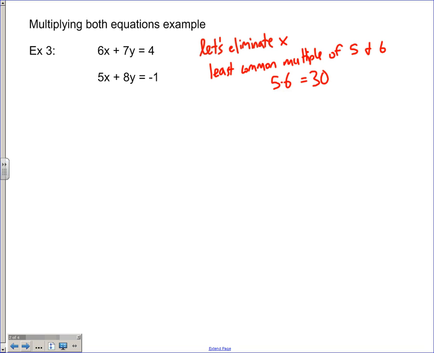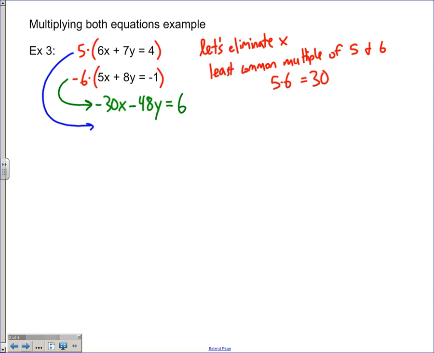So I'm going to make the top equation create a 30x, and I'm going to make the bottom equation create a negative 30x by multiplying the top equation by 5 and the bottom equation by negative 6. So that's going to give me, I'll drop this second equation directly below it. It's going to give me negative 30x. Negative 6 times 8 is negative 48y. Negative 6 times negative 1 is positive 6. And I'm going to drop my top equation below that. And that gives me 30x plus 35y equals 20 if I'm distributing that 5 into each term.